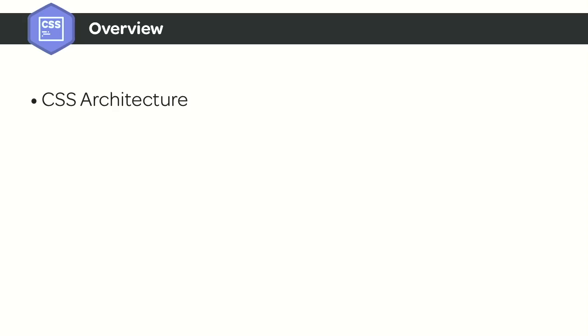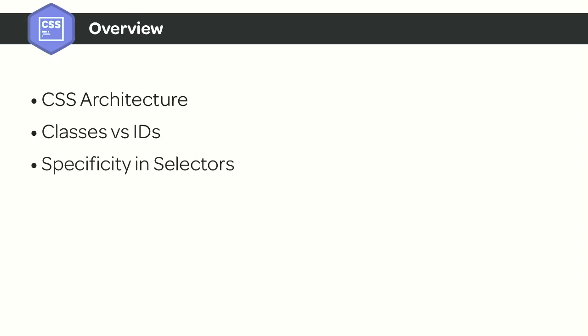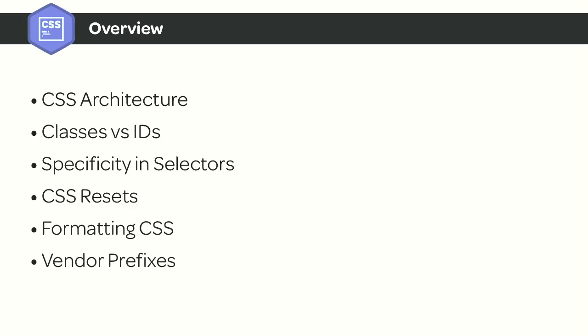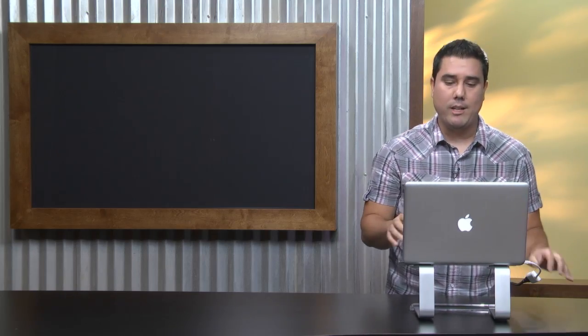So in this workshop, we will be covering topics such as CSS architecture, classes versus IDs. We'll also get into specificity and selectors, and we'll then cover some CSS reset methods, along with ways to format our CSS and using vendor prefixes. Finally, we will get into some helpful tools to help us write CSS with these best practices in mind.